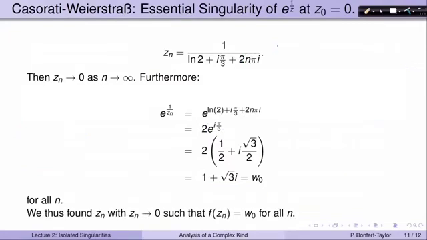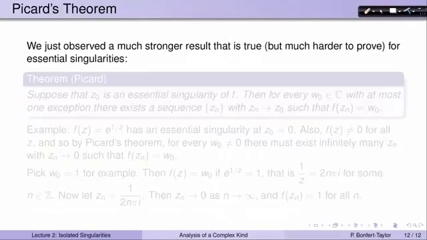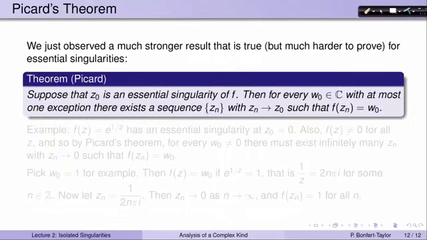Not only did we find Zn's approaching our essential singularity z0, such that the f of Zn's converge to w0, but more is true. Our f of Zn's are all equal to w0. So we showed something that is even stronger than what Casorati-Weierstrass wanted. We observed a much stronger result that is also true, but it's much harder to prove for essential singularities, which is Picard's theorem. Suppose that z0 is an essential singularity of f.